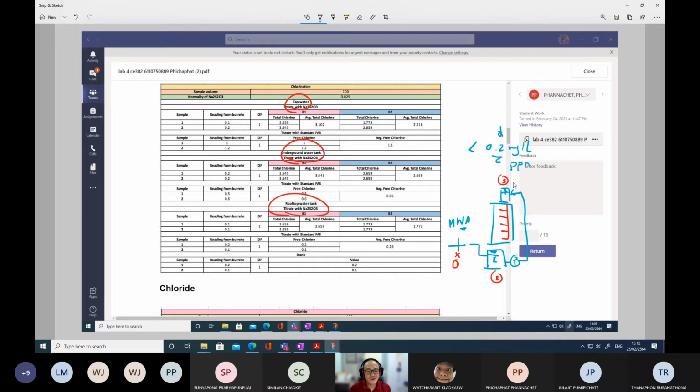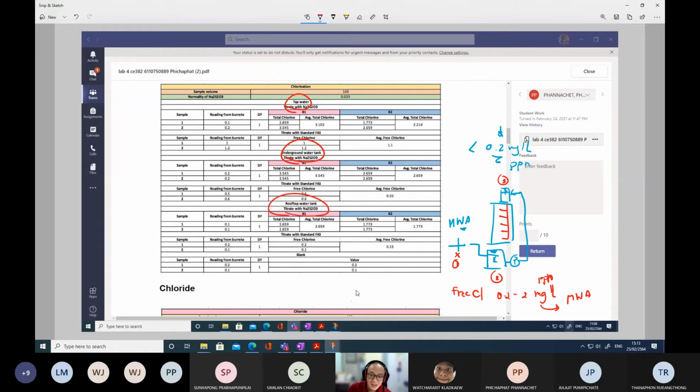Okay, so 3 samples were analyzed, and everywhere the chlorine, especially free chlorine, should be in a range of 0.2 to 2 milligrams per liter or ppm. So this is according to the criteria set up by the Metropolitan Waterworks Authority.